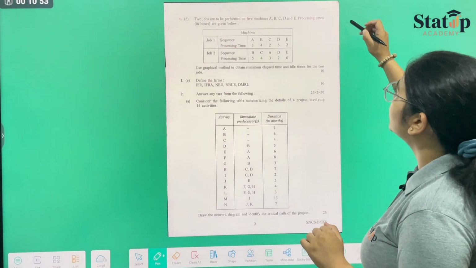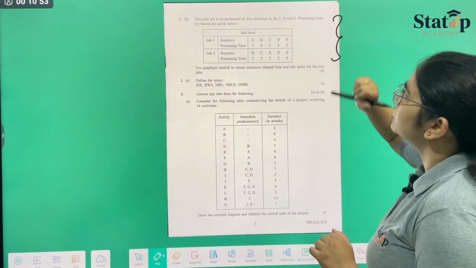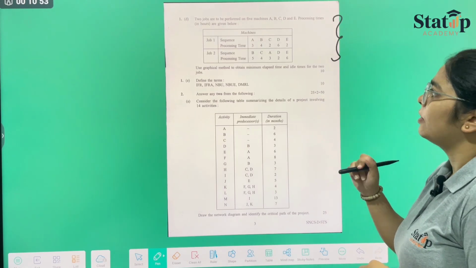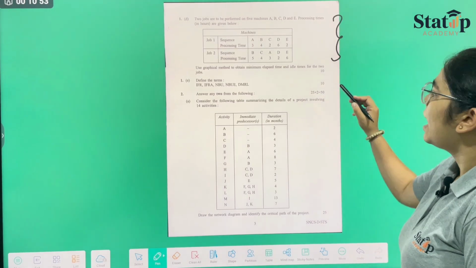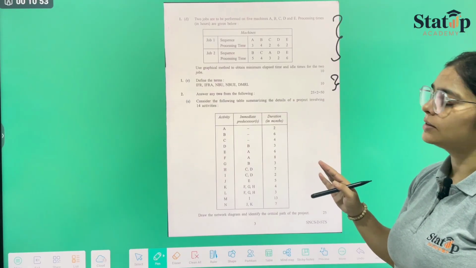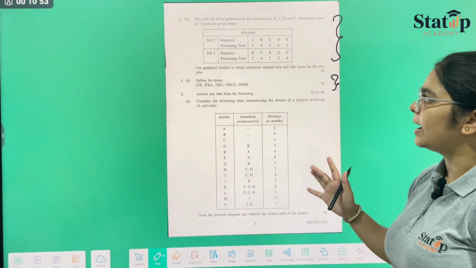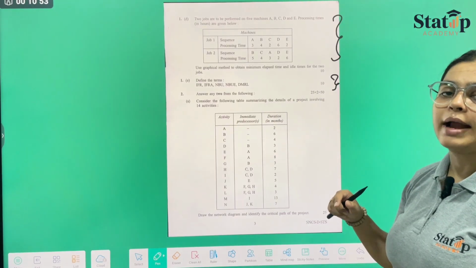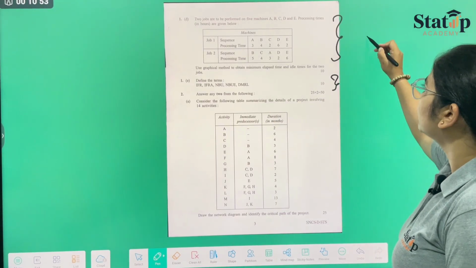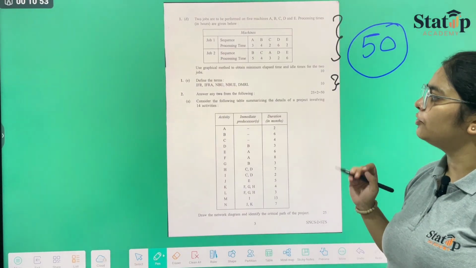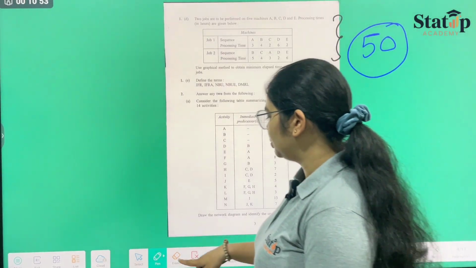Then the fourth question is your machine question, the assigning of machines to the jobs and the graphical method. And the fifth question is the definition one. Now this completes your first question of 5 parts, which had 10 marks each, and when we add them we get a 50 marks question.